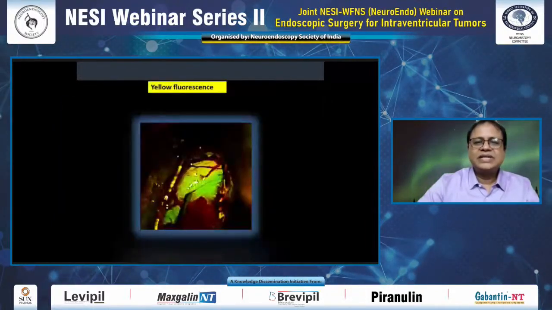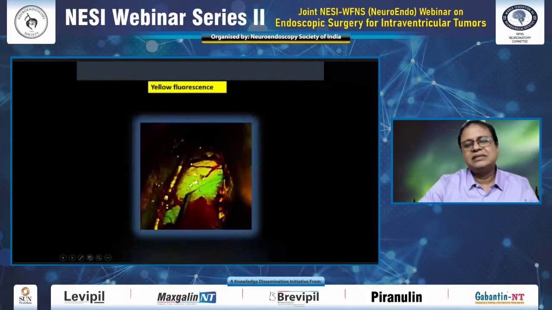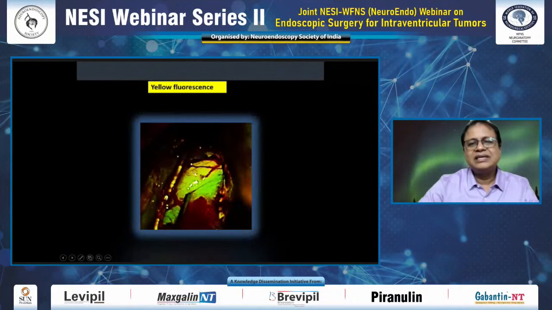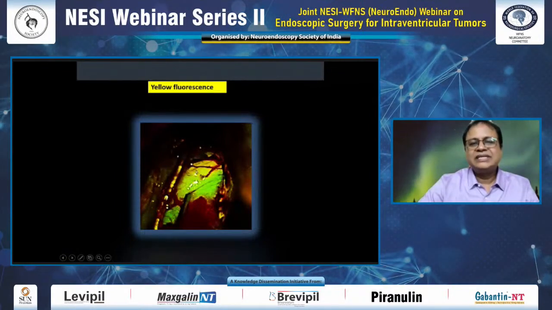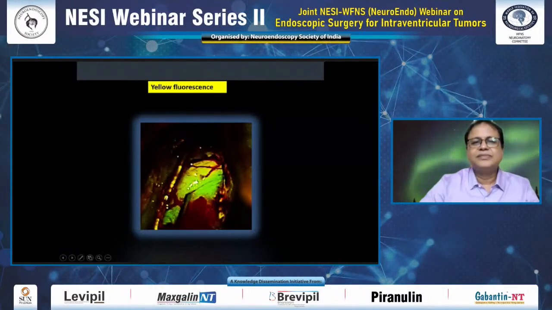Fluorescence can be used for intraventricular tumors. This is not with the endoscope, this is with the microscope. We can see here that the tumor and the normal tissue can be clearly seen. This is the advantage with the microscope over the endoscope. But now endoscopes have come with fluorescence also.